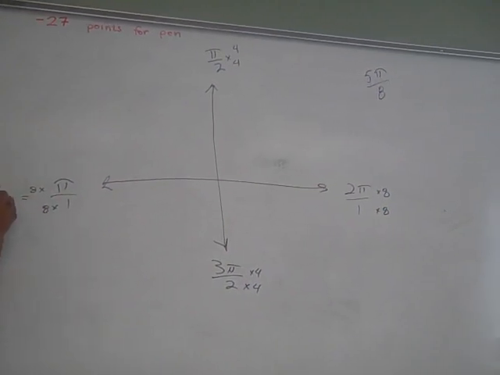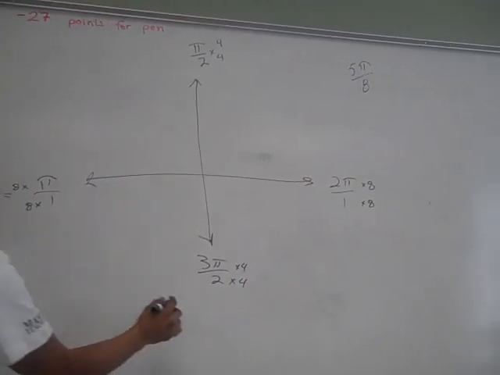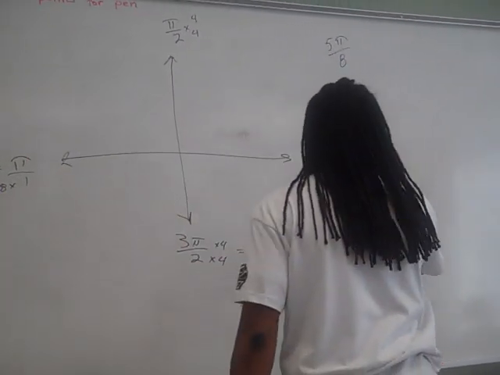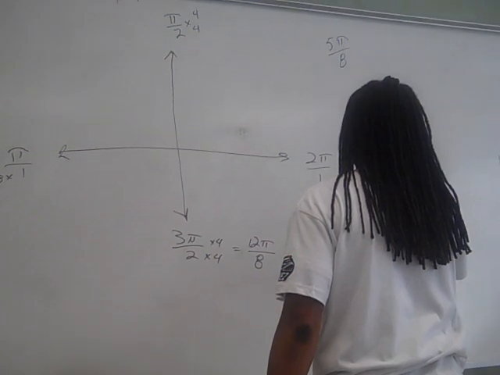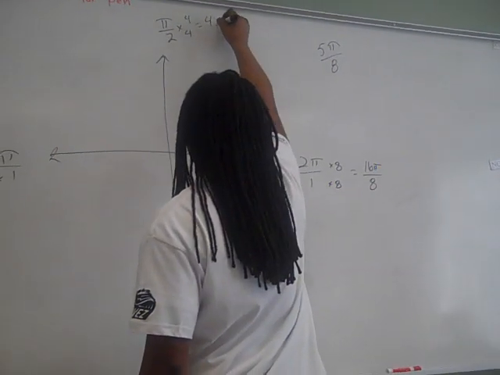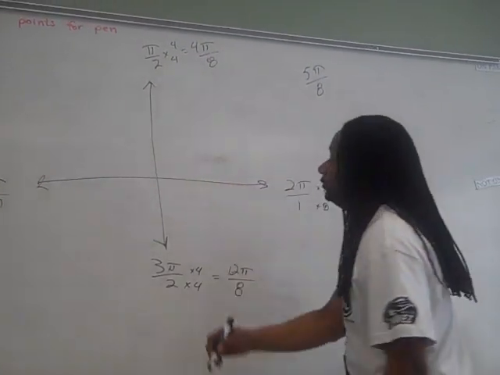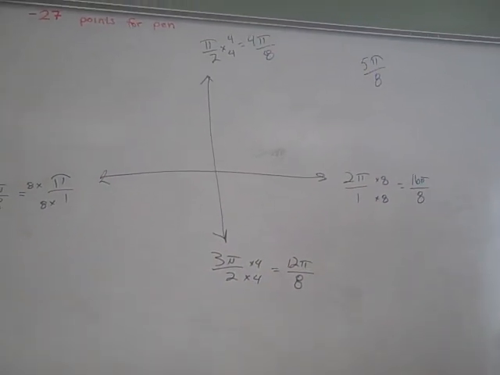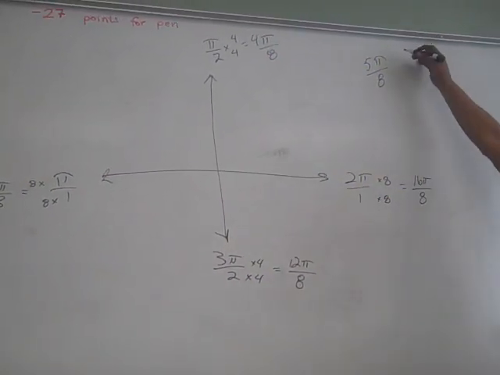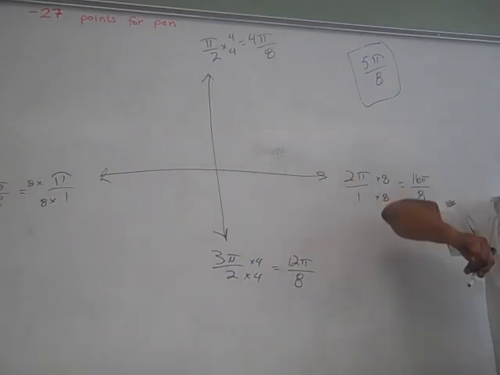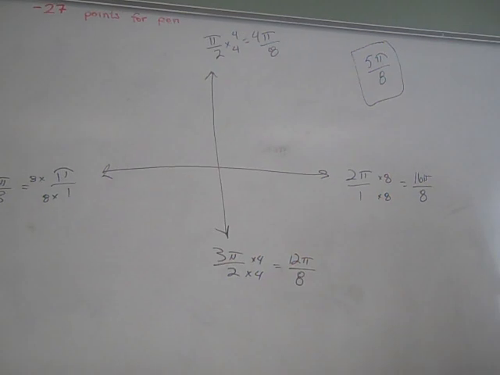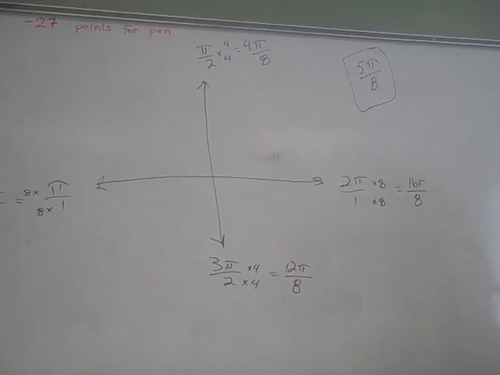So this is 8 pi over 8. This is 12 pi over 8. 16 pi over 8. And this is now 4 pi over 8. So I now know what quadrant 5 pi over 8 is in. Quadrant what? It's quadrant 2. Quadrant 2.